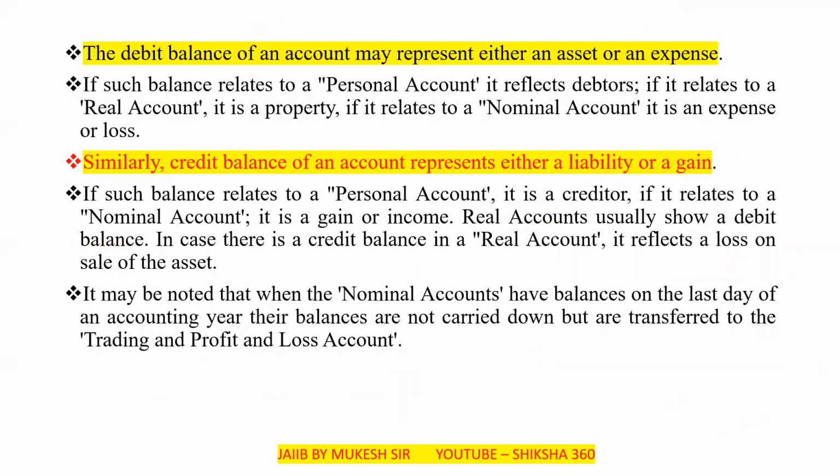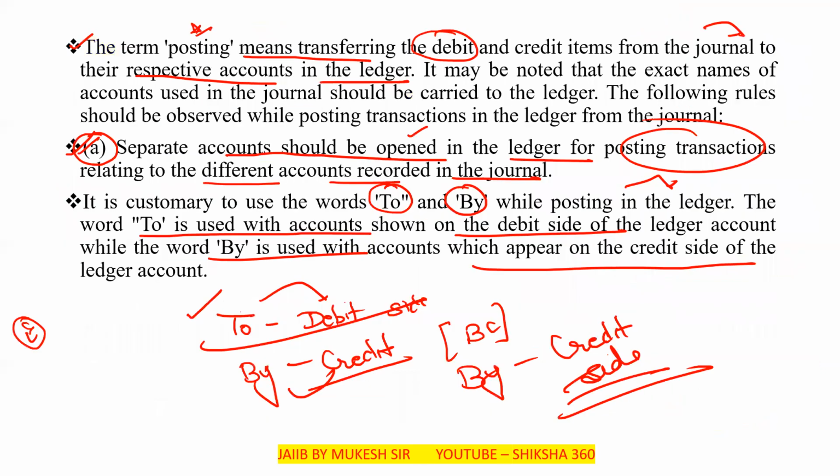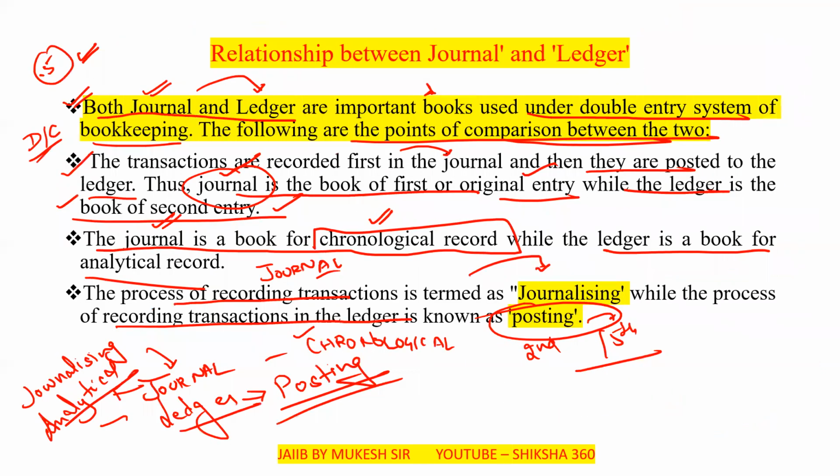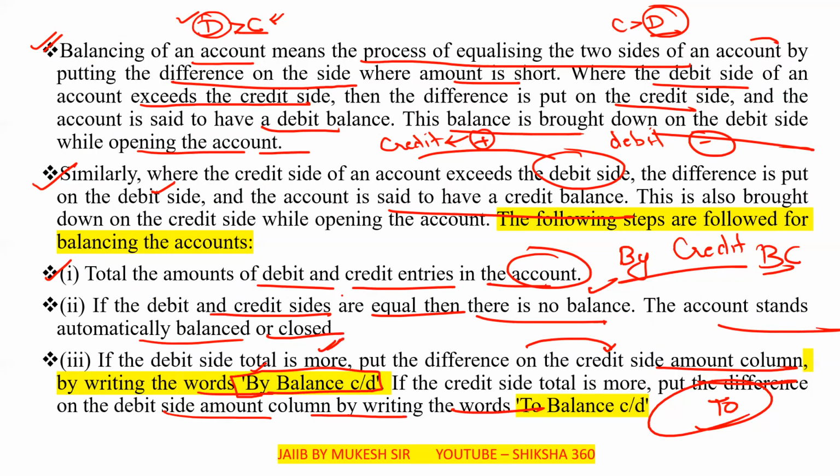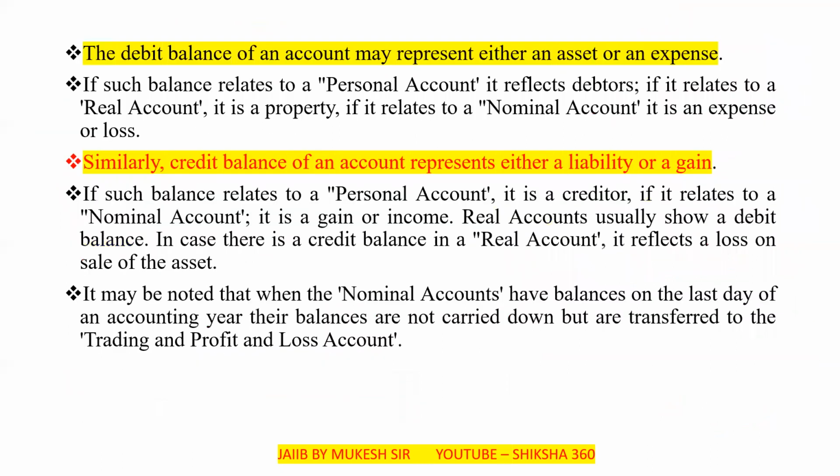So this is the discussion of the journal and ledger and some other debit and credit topics. The last point we have to discuss is what the debit balance means.